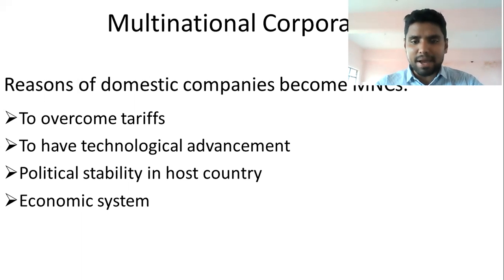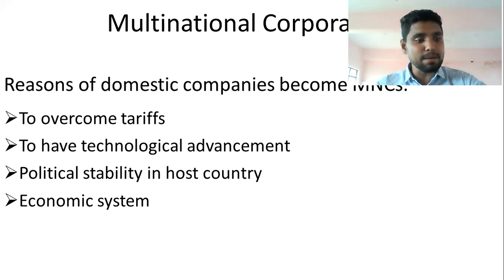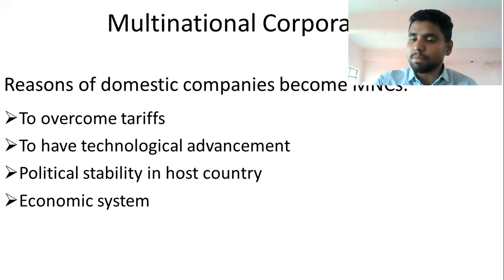What happens is this American company comes to India. In America it's just a domestic company, but when this American domestic company invests in India, it becomes an MNC. When it becomes an MNC and produces the product in India, there is no duty on it. And this is one of the reasons why a domestic company wants to become an MNC.